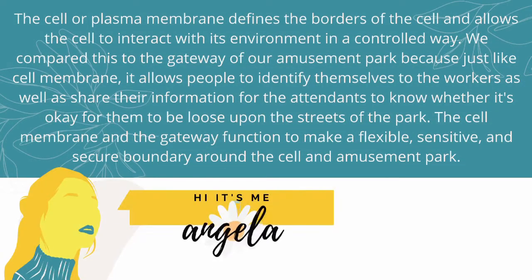The cell or plasma membrane defines the borders of the cell and allows the cell to interact with its environment in a controlled way. We compared this to the gateway of our amusement park because, just like the cell membrane, it allows people to identify themselves to the workers as well as share their information in order for the attendants to know whether it's okay for them to be loose upon the streets of the park. The cell membrane and the gateway function to make a flexible, sensitive, and secure boundary around the cell and amusement park.